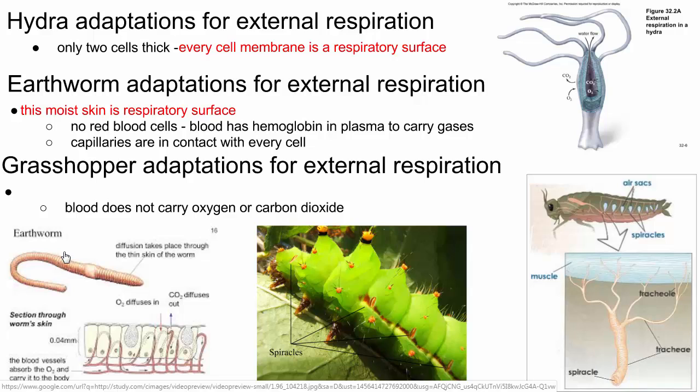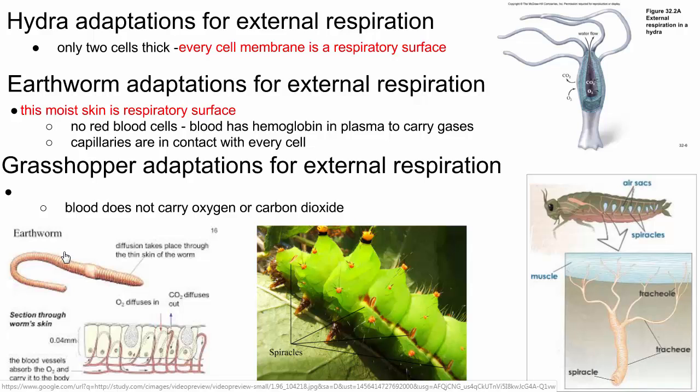Okay. Also, if you remember back when we talked about the earthworm, earthworms don't have red blood cells for carrying that oxygen, but they do have hemoglobin. It's just found in the plasma, so it can bind to that oxygen to transport it around within the earthworm. And then basically the capillaries are in contact with all the cells of the earthworm.